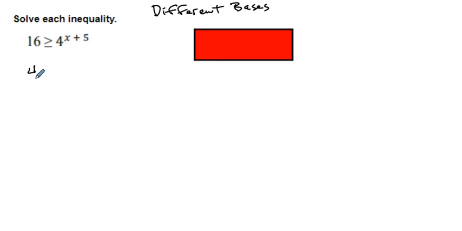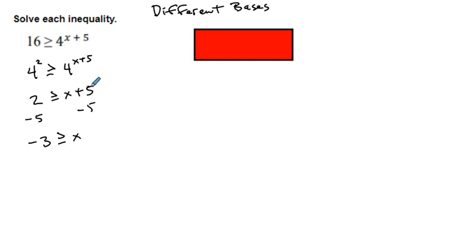Now I could write them both as numbers with base 2, but if I don't have to, then why do it? So we're going to write this as 4 to the second power is greater than or equal to 4 to the x plus 5 power. And because my bases are the same, I can just drop them and rewrite this without the bases present. So I have 2 is greater than or equal to x plus 5. Let's subtract 5 from both sides. You get -3. No sign flip is involved because adding and subtracting doesn't apply, right? It's just multiplying and dividing by negative numbers. So that cancels out. You get x is less than or equal to -3.